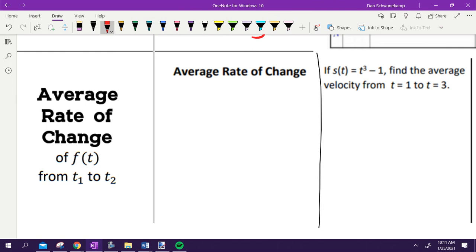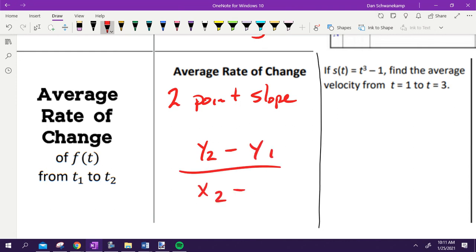Not instantaneous. A 2-point slope. Okay? It is a 2-point slope. Instantaneous slope, that would be a derivative. But this is a 2-point slope. When you take something like y sub 2 minus y sub 1 over x sub 2 minus x sub 1. And here's what you got to get from this.